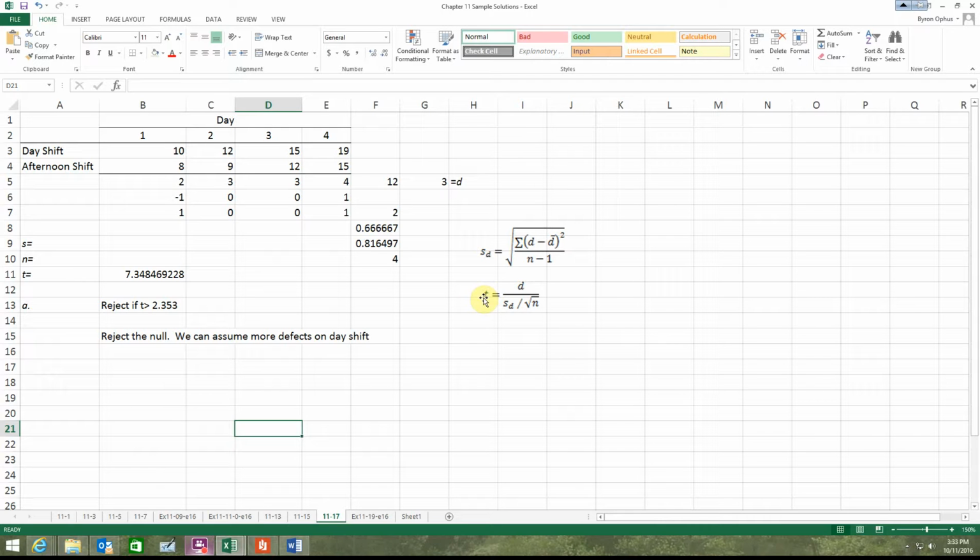If you go back to page 365, there it is, the formula for a paired t-test: t is equal to the mean of the difference between the paired or related observations, d bar, divided by s sub d, which is the standard deviation of the difference between the paired or related observations, divided by the square root of n, where n is the number of paired observations.